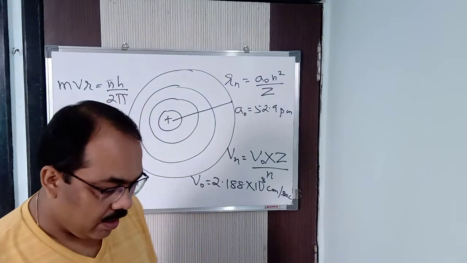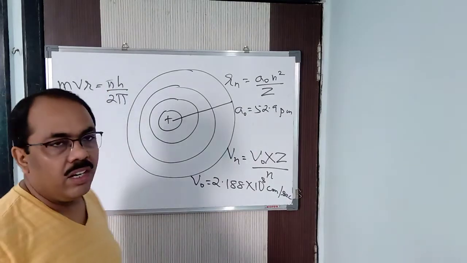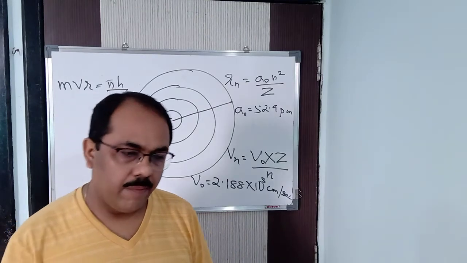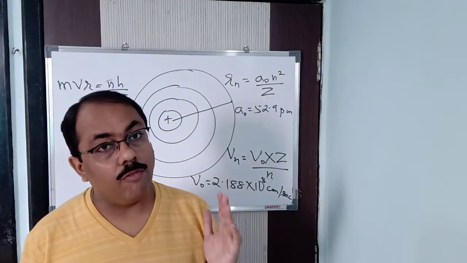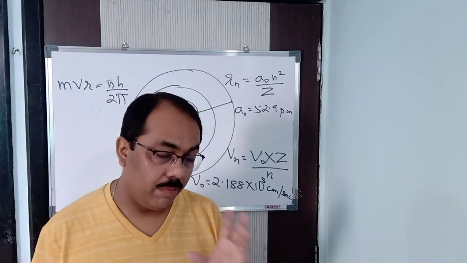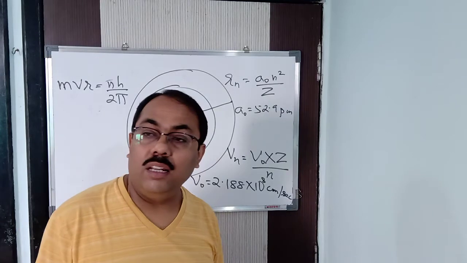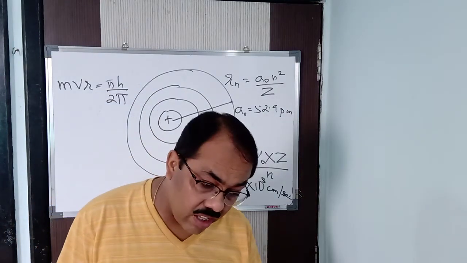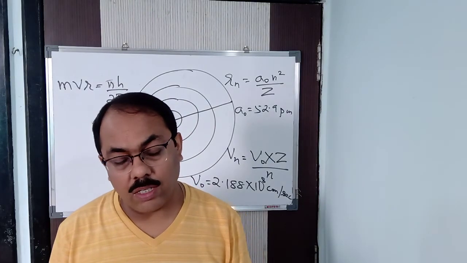We can say that. Now from where he got this particular value mvr is equal to nh by 2 pi, Niels Bohr could not say. We will be studying it in the next concept. There I will explain to you where we got it. In de Broglie's concept, I will be explaining from where Niels Bohr suggested that mvr will be nh by 2 pi. Alright, that is also another limitation of Bohr's atomic model. The drawbacks of Bohr's atomic model, he could not say.